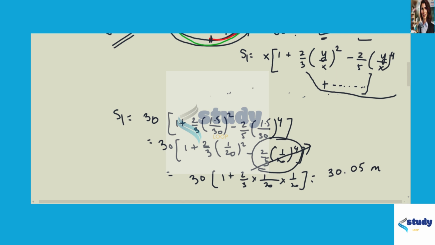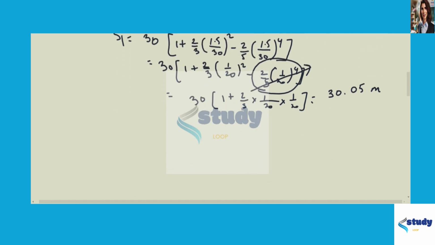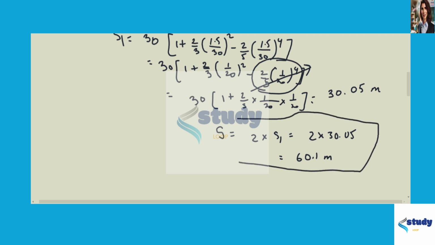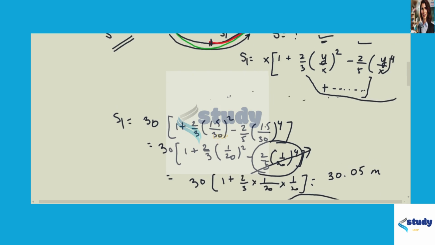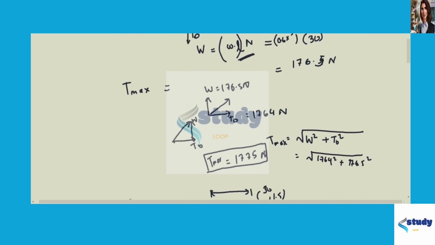Yes, and S is twice of this. So S, the total length of the cable, is twice of S1, which is twice of 30.05, and this is around 60.1 meters. This is the solution of our part 2, part B solution, and this was the solution of part A: maximum tension equal to 1775 Newton. I think that's it. Thank you very much for following.